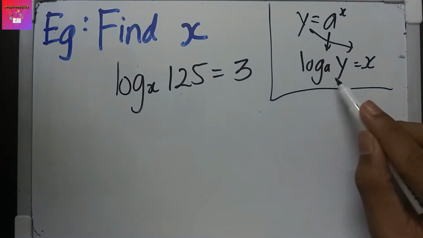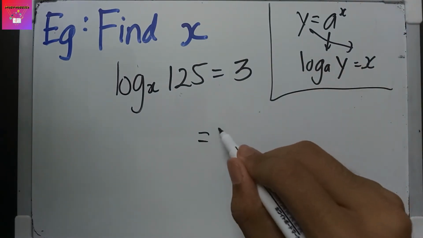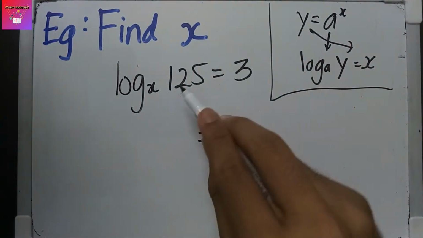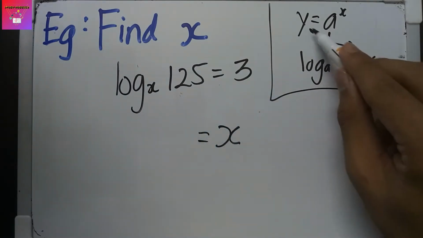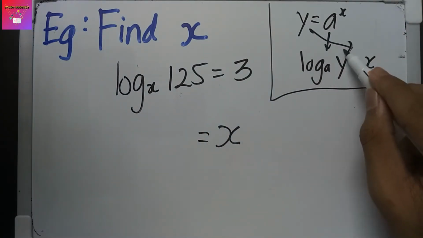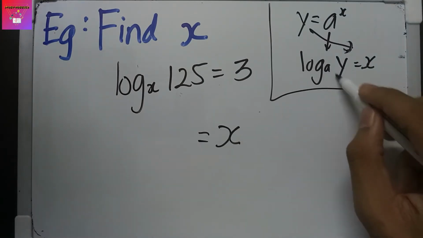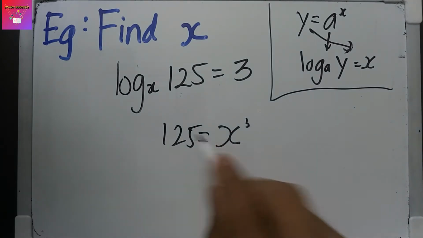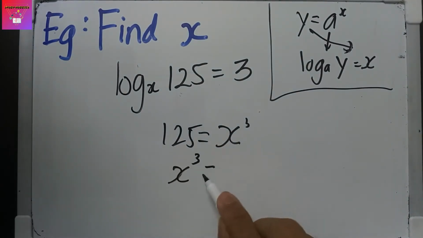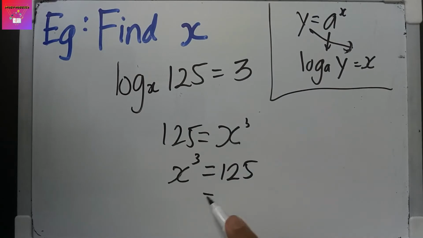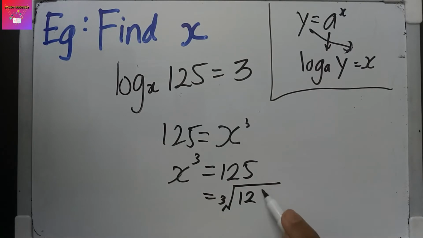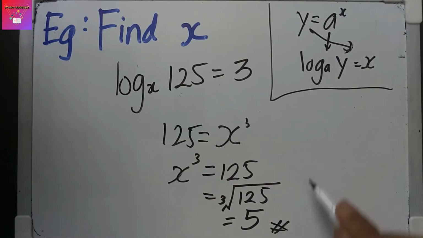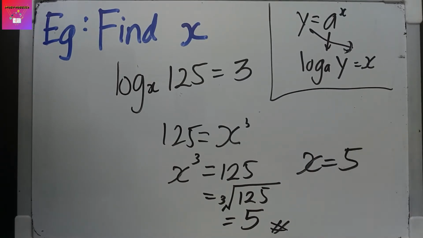So x becomes the main thing over here. 125 comes here, so x cubed equals 125. If I bring this cube to this side, it becomes the cube root of 125, and thus my answer would be 5. Therefore x equals 5.